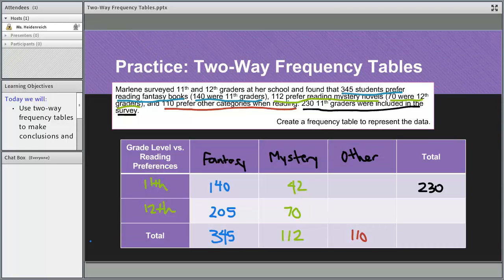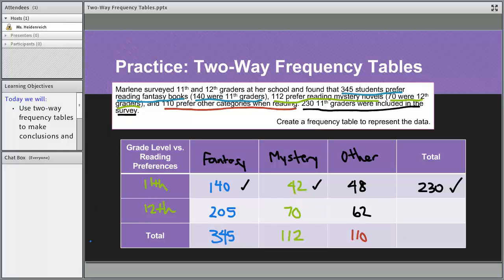And so you can still find some of these missing numbers though, because we have our fantasy in 11th grade, our mystery in 11th grade, and we have a total. So if we add up 140 and 42 and then take that away from 230, we're going to end up with, let's see, what is it? 48? And so we found that missing number, and now we can find the other missing number in that column by subtracting 48 from 110. And if we subtract those two numbers, we get a 62.